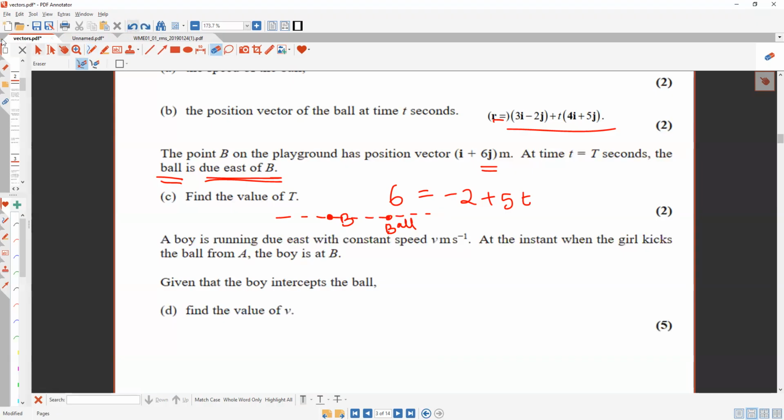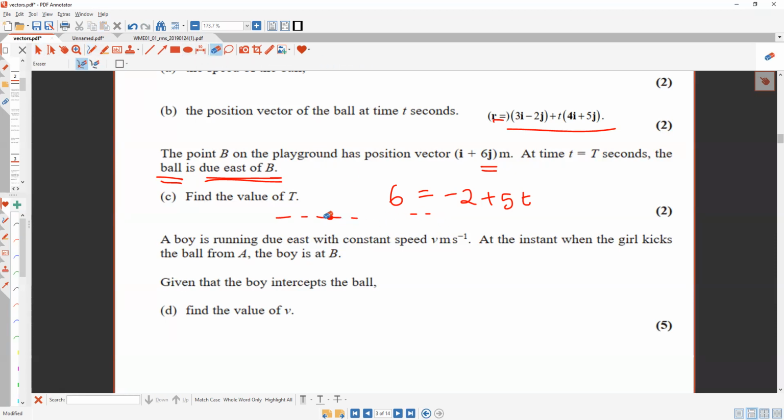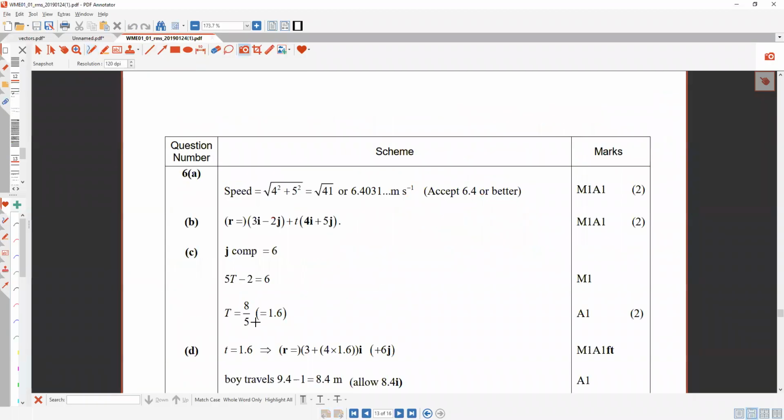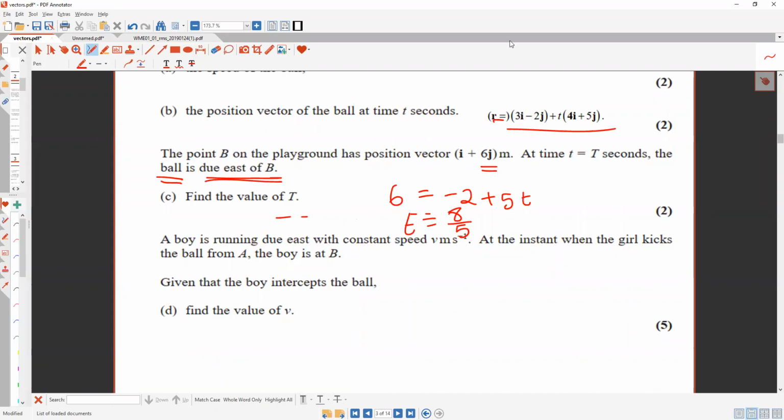Okay. So let's continue this. Let me just lock it so that I don't drop it. Now, if I continue this, I will get 6 plus 2 is 8. So T is 8 by 5. Everyone understood this? Time is 8 by 5. I hope everyone understood, right?